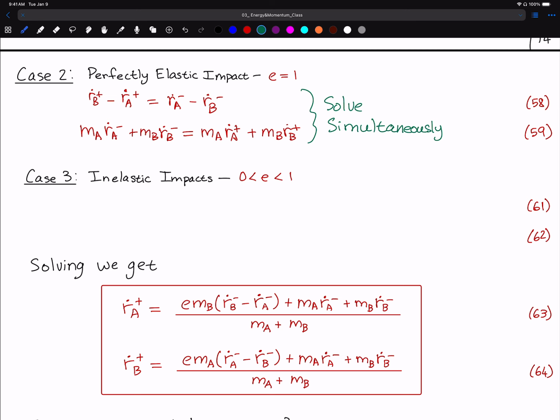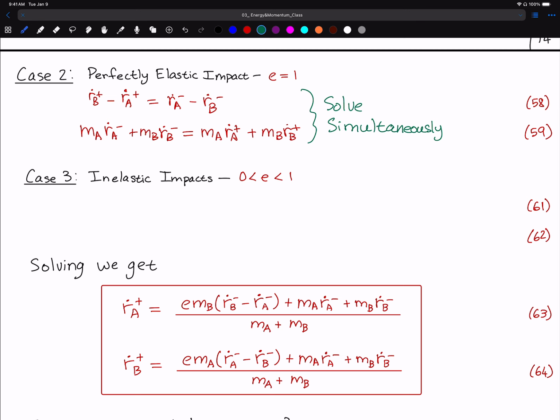So a key thing is to think about what happens with the energy in this system, and is energy conserved with perfectly elastic impacts, or what about perfectly plastic impacts? These are just things to think about. We'll discuss in a moment after we go through case 3 what happens.